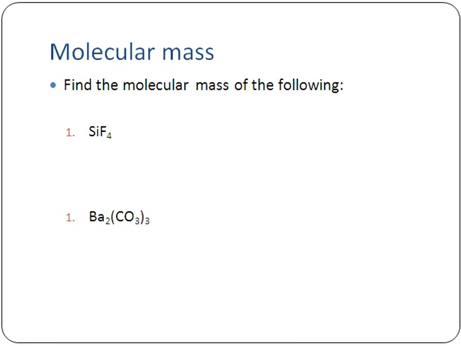So for a molecular mass, the first step is to figure out how many of each atom are in your particular molecule. In this case, we have 2 elements, silicon and fluorine. The next thing to figure out is the number, as we said. How many silicons do we have here? We have 1. How many fluorines? We have 4.